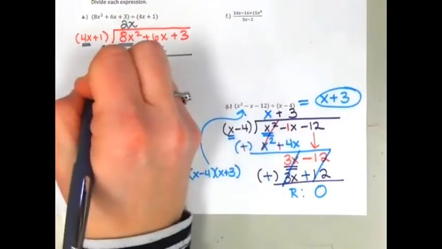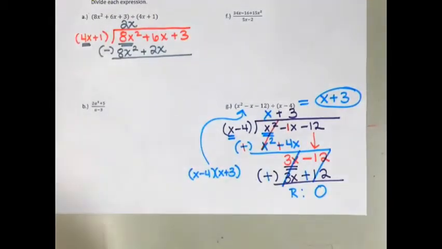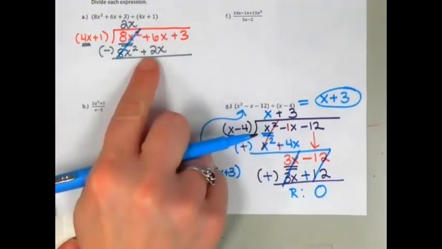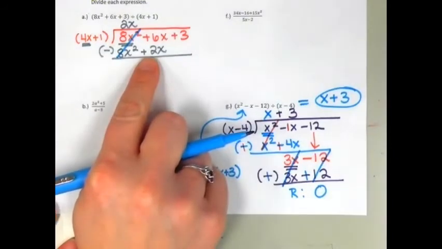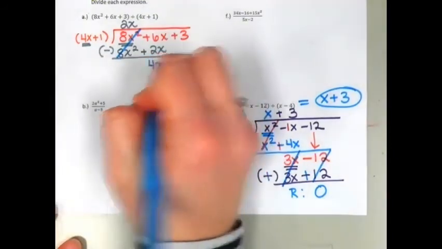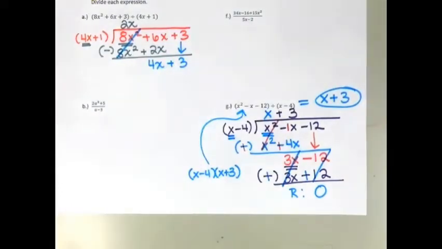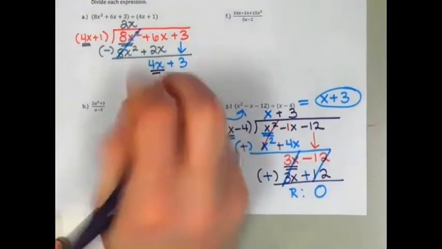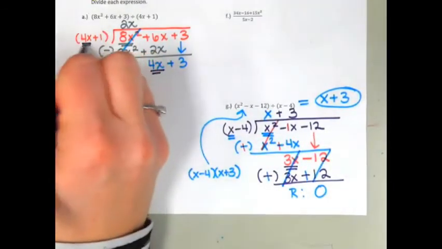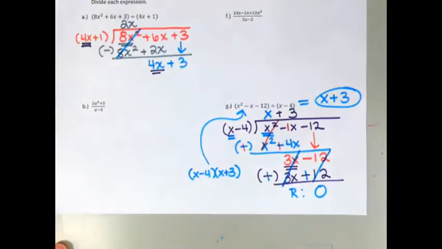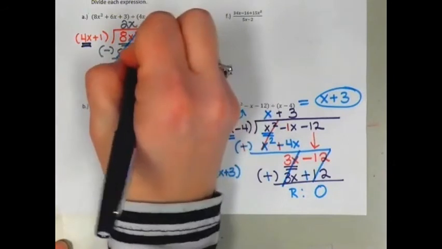I subtract, right? What is 8x squared minus 8x squared? 0. What's 6x minus 2x? 4x. Good. And then we bring down the plus 3, right? Okay. Now we do the same thing again. We start with the first term, 4x divided by 4x, or 4x times what is 4x? 1, a positive or negative 1? Positive 1. So we put a plus 1.